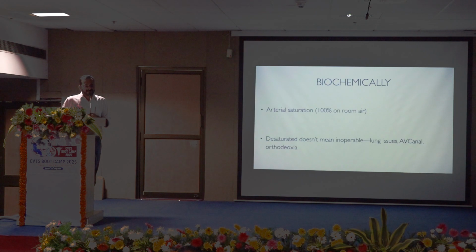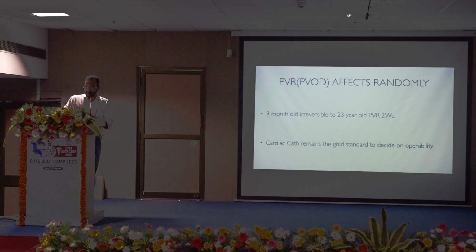Biochemically, you look at the saturation. If the saturation is above 100%, you know that it's shunting left to right. If the saturation is below 100%, it's usually a right to left lesion, where deoxygenated blood is getting into the aorta. But it doesn't mean that all left to right lesions with desaturation are inoperable. There could be several reasons, like lung lesions, or orthodeoxia, or AV canal where there are streaming issues. So not all lesions with desaturation are inoperable. That's also one thing to be borne in mind.